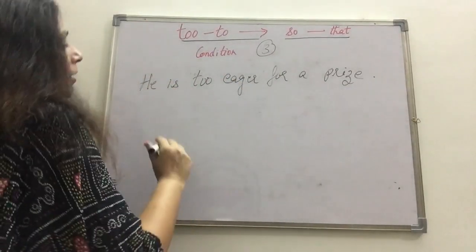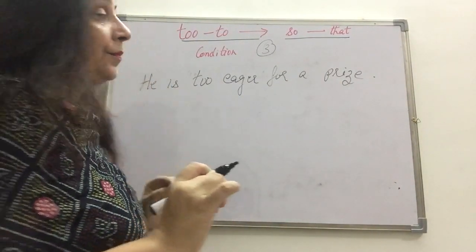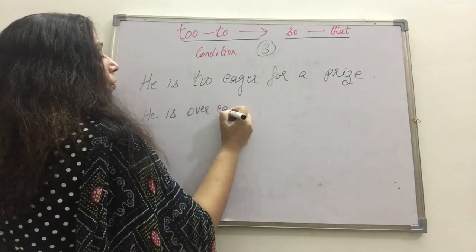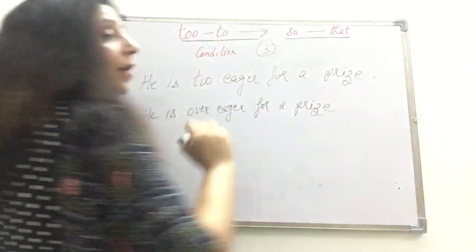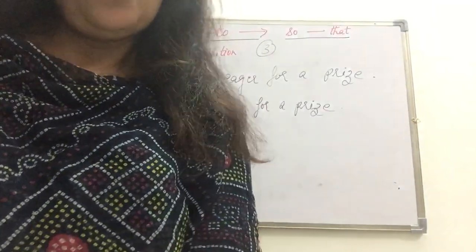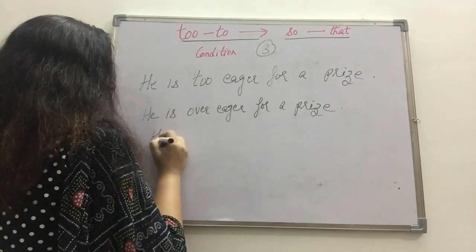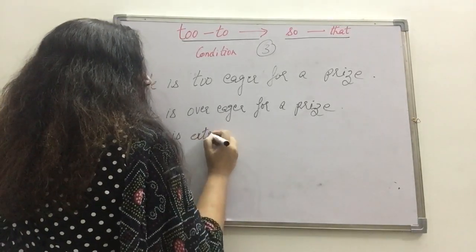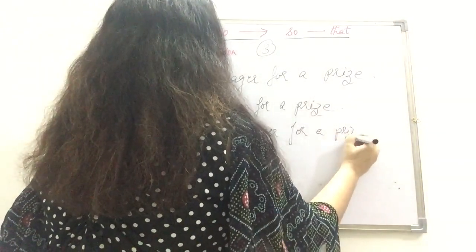So when only one adverb is given, you can make it straight away by using an adverb. He is too eager for a prize. He is over eager for a prize. You can make it straight away. There is no need to use that rule of so and that. Why? Because one too is missing. We can also write he is over eager for a prize. He is extremely eager for a prize. Again we have used another adverb.